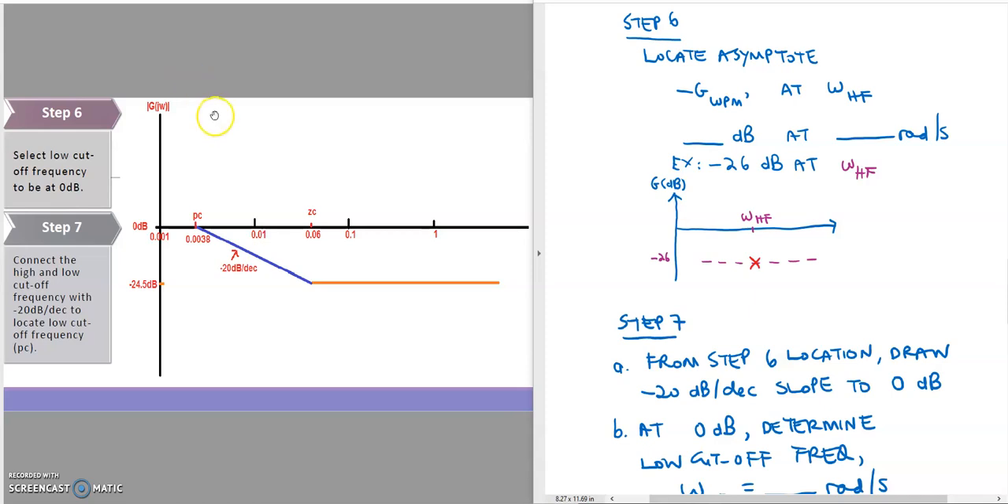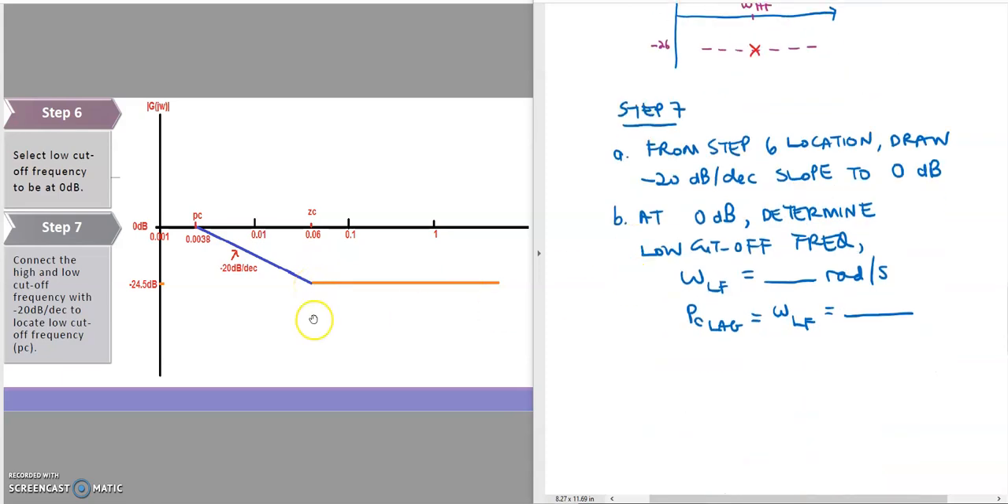Okay, we refresh back from step number 6. We already located the asymptote from step 5 at the high cutoff frequency at this point. So this is the negative j omega PM prime, for example negative 26 dB at the high cutoff frequency. So we locate it with an X symbol, for example this one at this location at negative 24.5 dB at 0.06 rad/s.